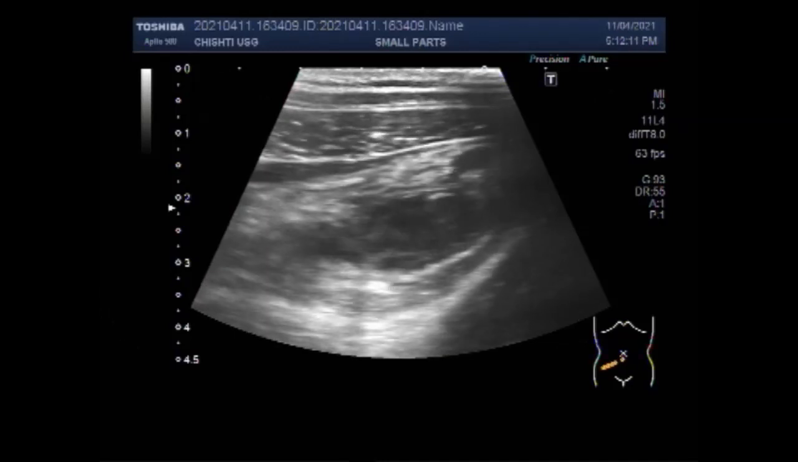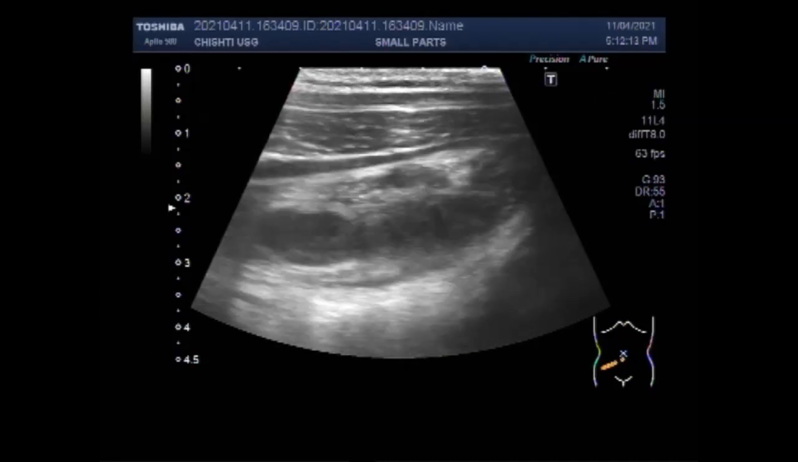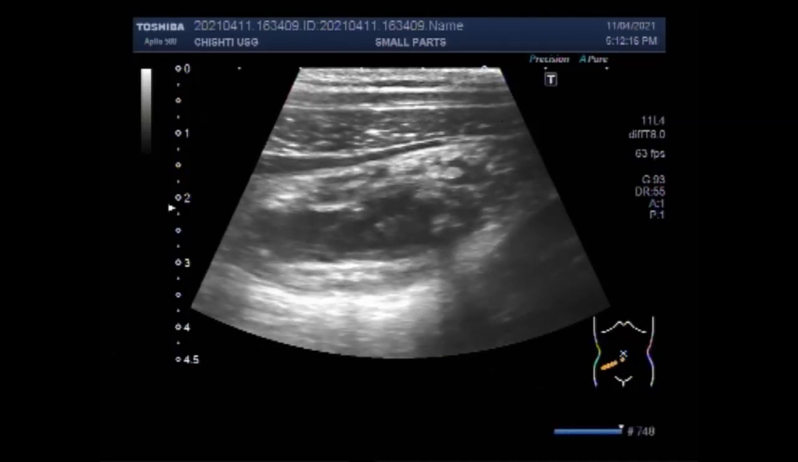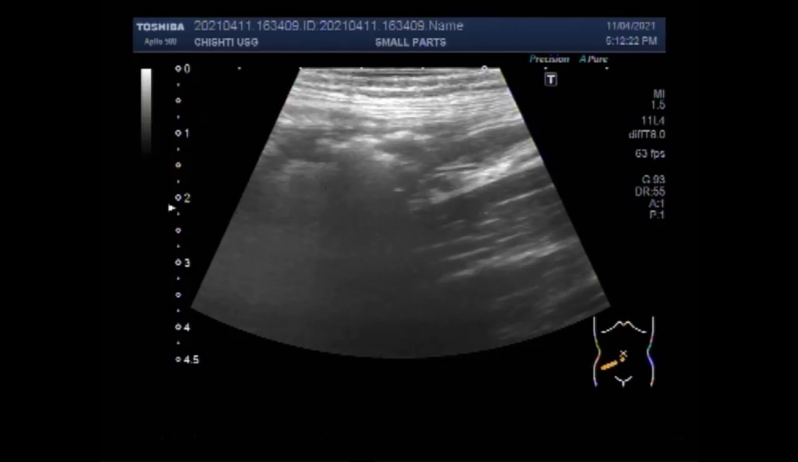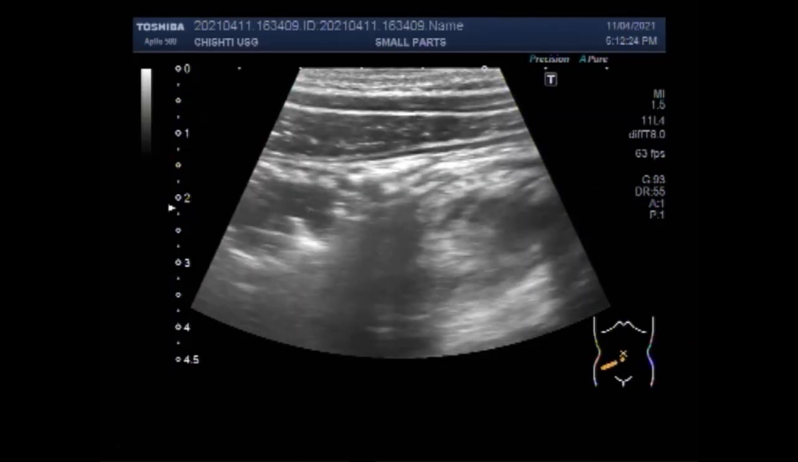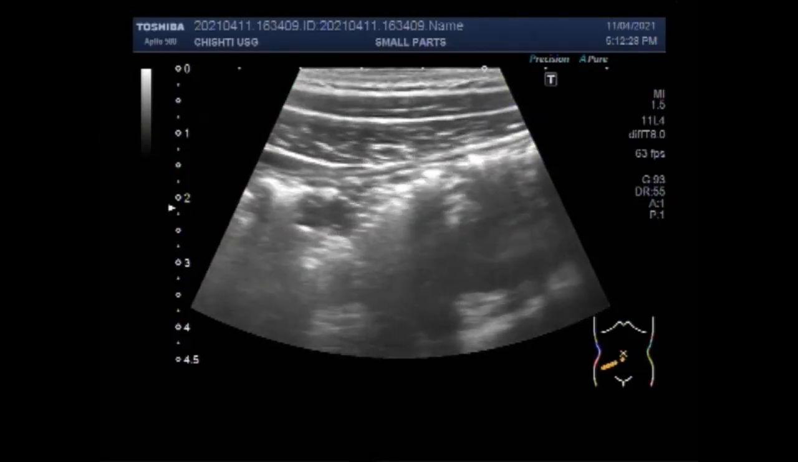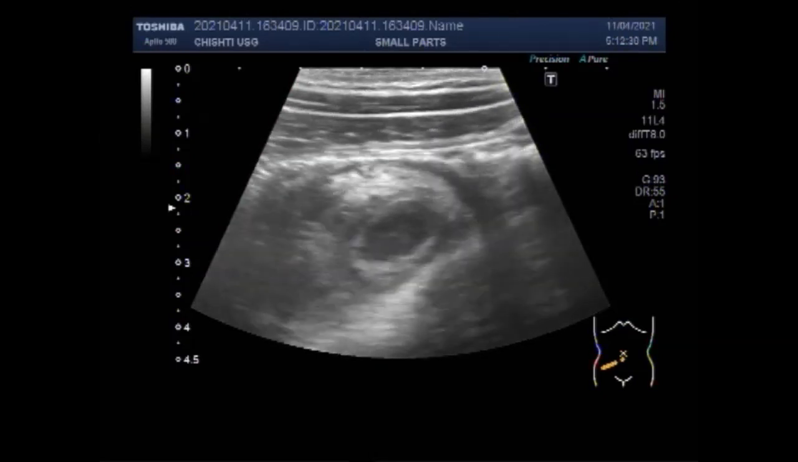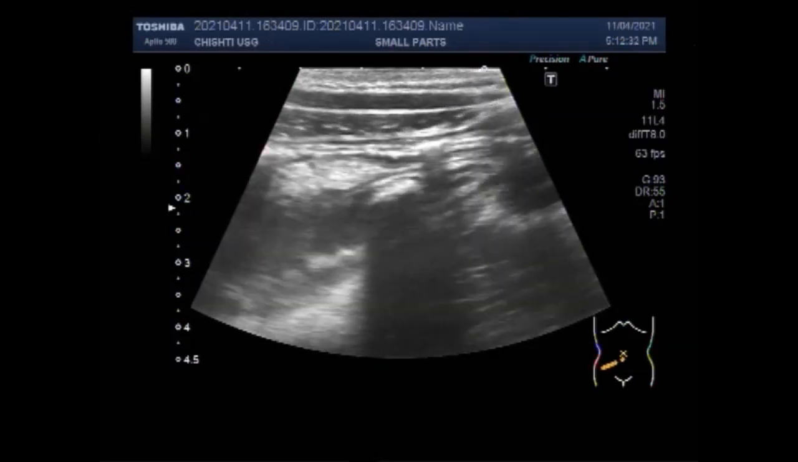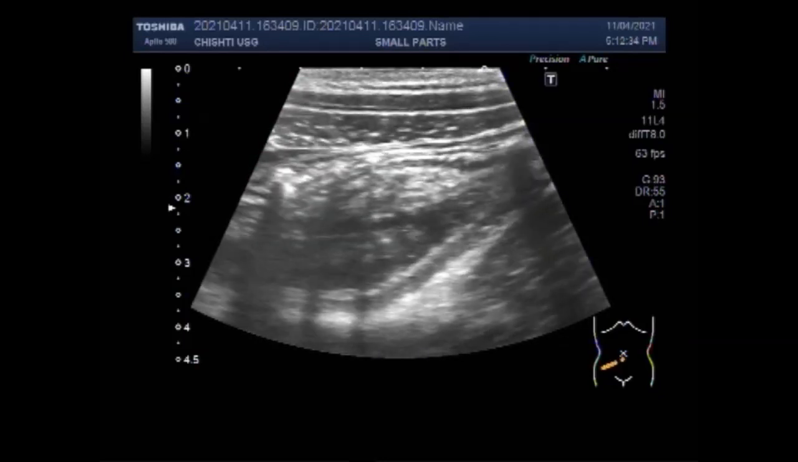The appendix is a small pouch-like sac of tissue that is located in the first part of the colon, that is the cecum, in the lower right abdomen. Lymphatic tissue of the appendix aids in immune function. The official name of the appendix is vermiform appendix, which means worm-like appendage. The appendix harbors bacteria.